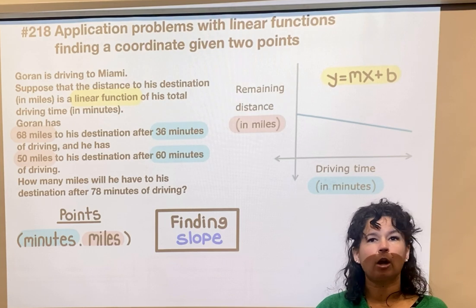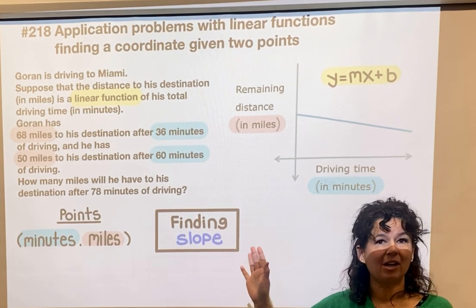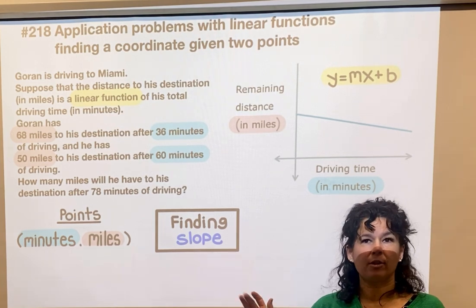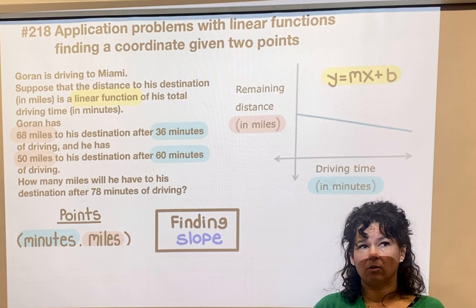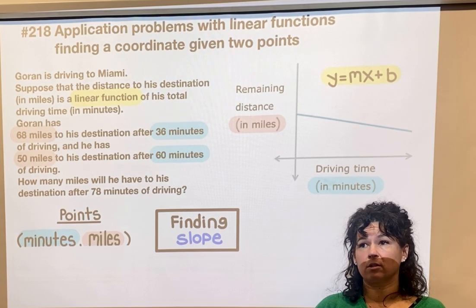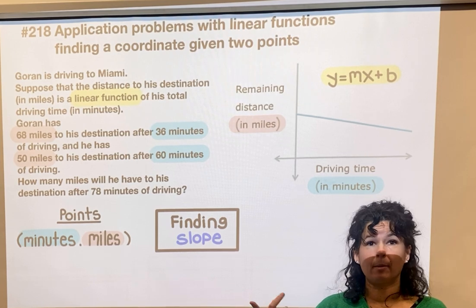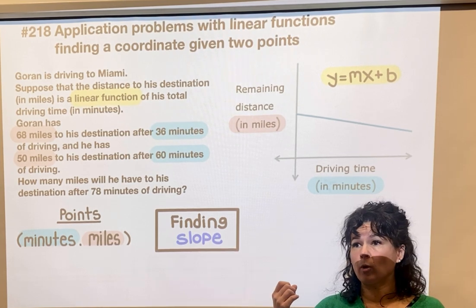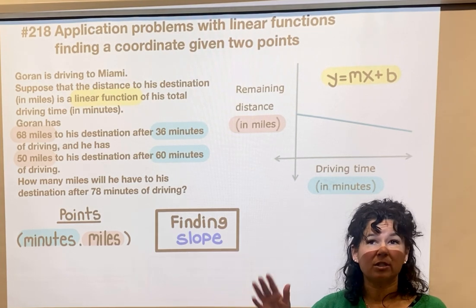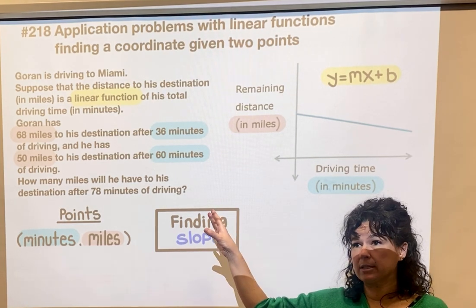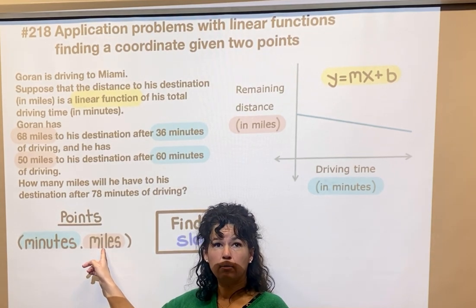Going into the problem just before I even read it, what's a prediction of what they've got to hand me if I'm going to write the equation of a line? You just think. What were we given in that last one? X and Y. They gave me a point, right? They gave me not just 1 point, but they gave me 2 points. So before I even read it, I know somewhere in here has got to be 2 points. And my points are minutes, comma, miles.